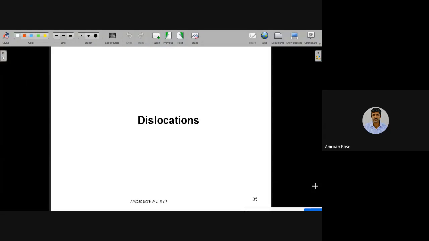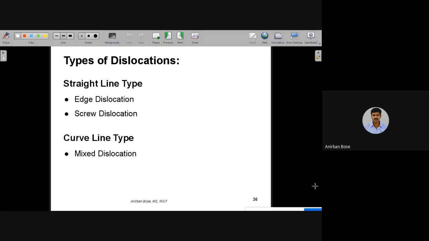Okay, today we'll discuss dislocations. This is the third lecture in the series on crystal imperfections. So this is basically the line defects, commonly known as dislocations. Now there are two types of line defects. One is the straight line defect, another one is the curved line defects.